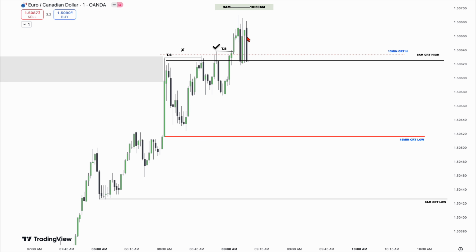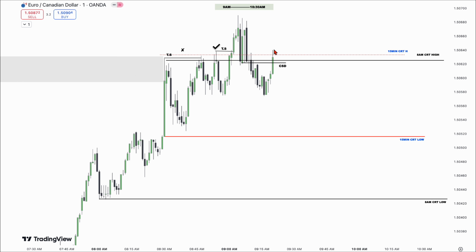We wait for a change in state of delivery to the downside. Let's see what happens next. You can see price shows displacement to the downside, and here we have a change in state of delivery by creating this order block, so we mark it out. And wait until price retraces back to that order block, and then we enter.